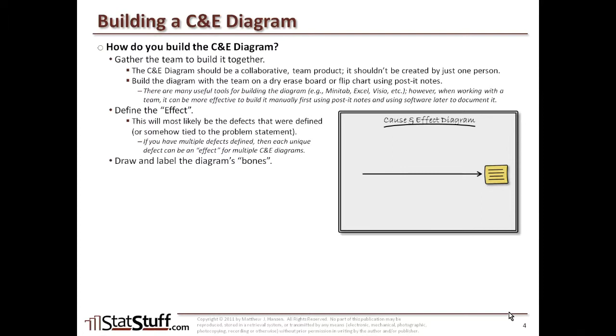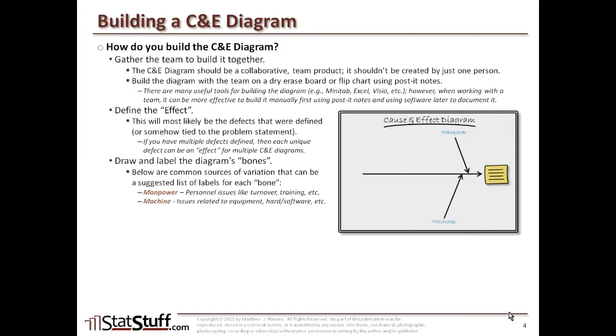Next thing you want to do is draw and label the diagram's bones, those parts that are going off of the spine. So here's an example of some of those that you can use. It doesn't have to be these, but this might be a good starting point if you didn't have anywhere else to start. For example, you can identify manpower as one of those primary bones or a source of variation coming off of that. These could include things like personnel issues, like turnover or training that could lead to that symptom.